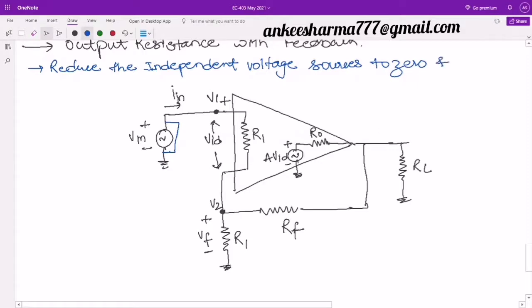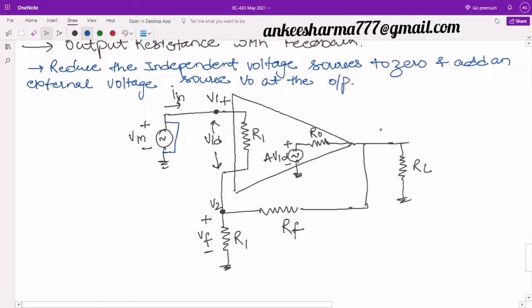And what we do, we add an external voltage source V0 at the output. So earlier what we were doing, we were taking the output across this load resistor RL. Now what I am going to do, I am going to remove this load resistor, and in place of this I am going to have a voltage source. तो मैं यहाँ पर अब एक voltage source लगा दूंगा.